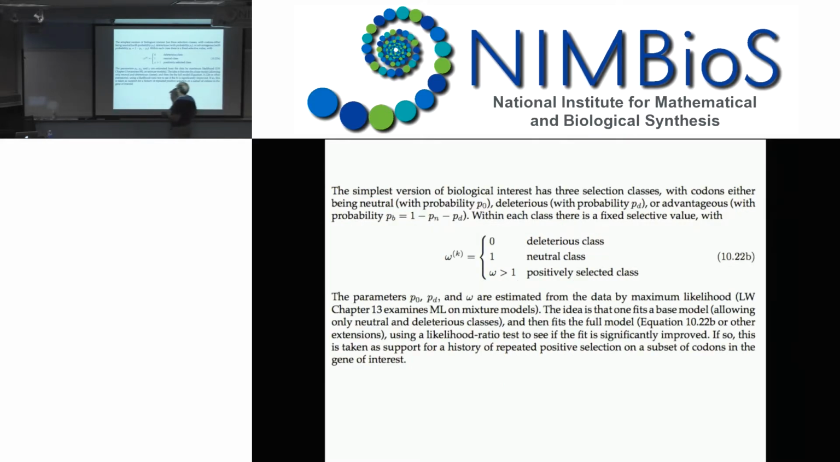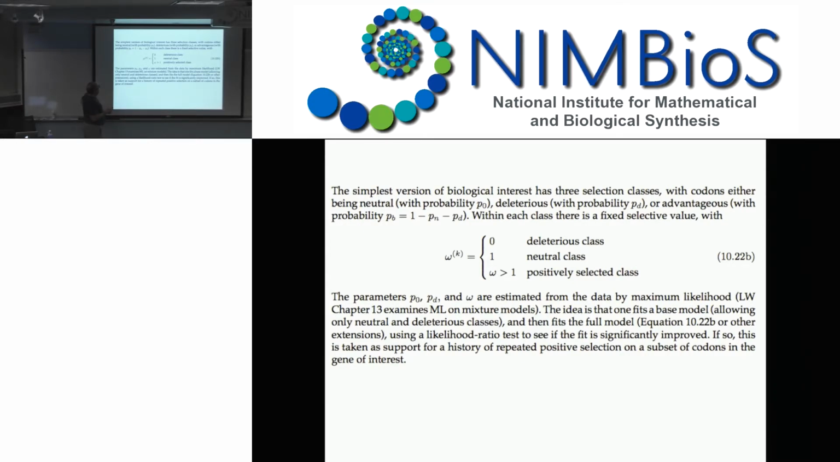So that model of having a constant value of omega at a site, and you assume when you fit over the entire phylogeny, it's the same, that's a poor model. An improvement is to imagine you've got 3 possibilities at a site. This is what's called a mixture model. With probability P of N, it's neutral, so omega is 1.